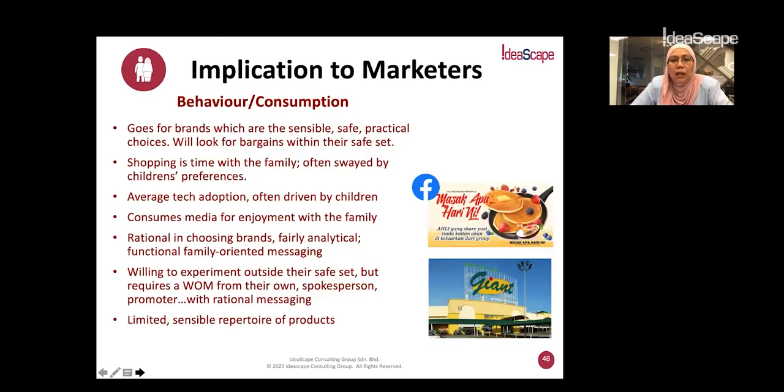So what does it mean for us? If you are addressing them, where can you find them? Masa apa hari ni? Bersepah kat dalam tu. In Serba Sederhana, because in there you will see that they are trying to try new things, but they will still go back to what's comfortable and, what do you call it?